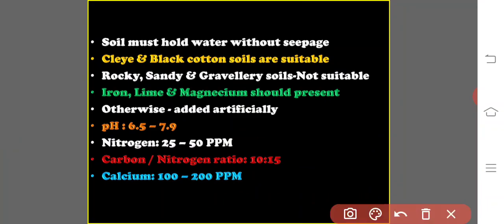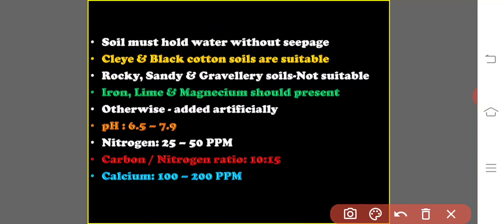See here, the soil must hold the water and it should not allow the seepage of water. The selected land should not allow the water to seep and it must hold the water. Usually clayey and black cotton soils are suitable for fish culture, and at any cost we should not select rocky soils, sandy soils, or gravelly soils, which are not at all suitable. Go for clay and black cotton soils for the construction of the aquatic pond.